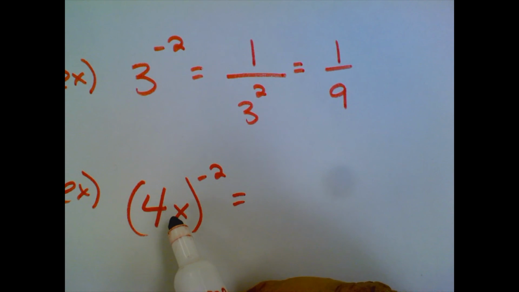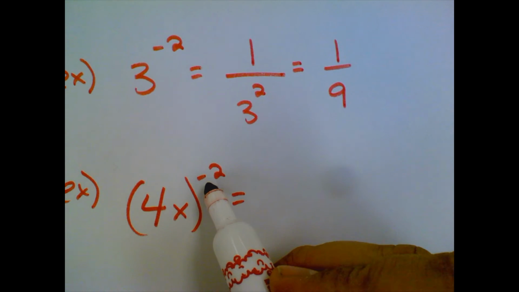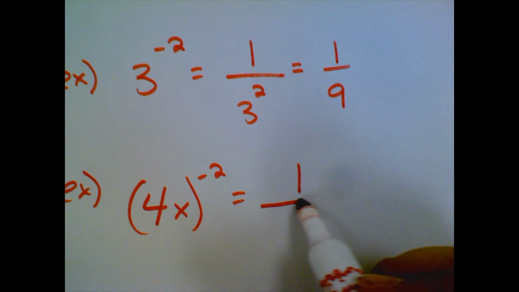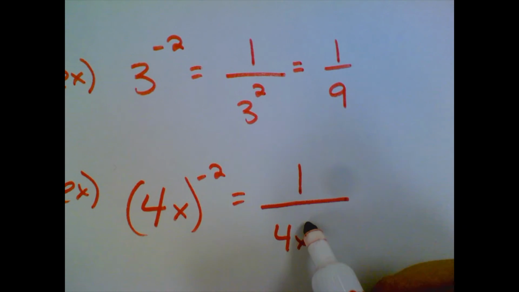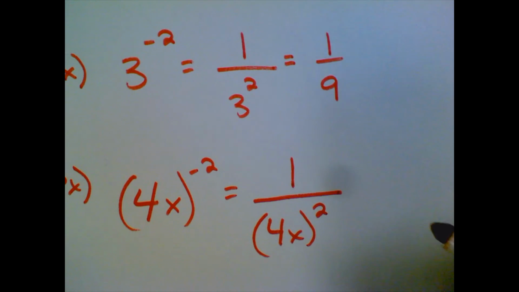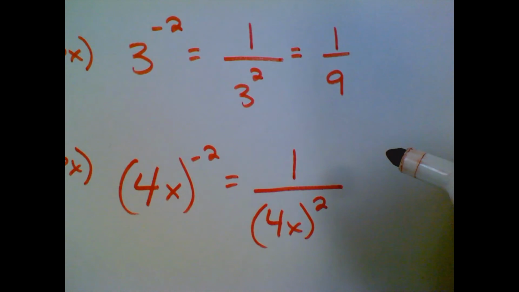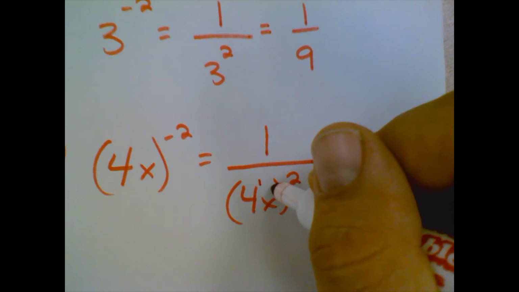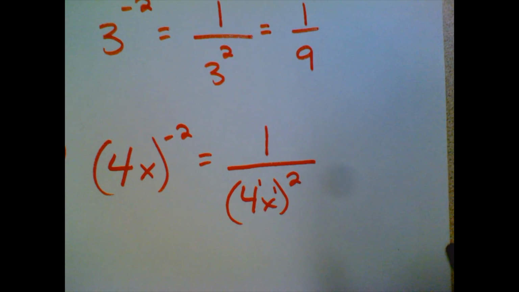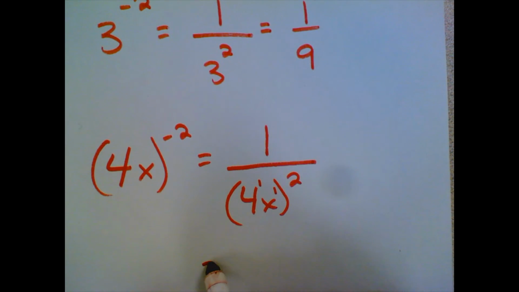Notice the parentheses. That tells us everything inside the parentheses is raised to the negative second power. So we follow the rule, 1 over, we put the 4x on the bottom in parentheses, but now we square it. Now remember yesterday we did the power property. Remember these exponents are 1 there, so we multiply exponents when you have a power raised to a power. So this would be 1 over 4 squared times x squared.